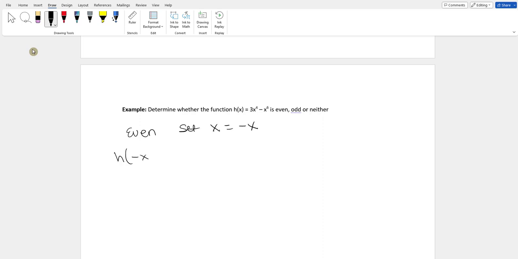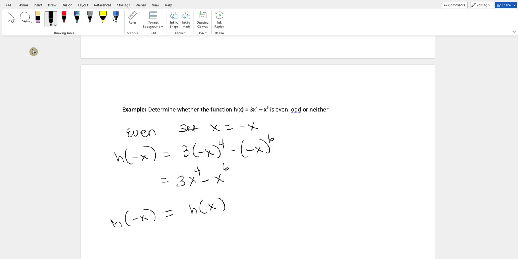Whenever I see an x in the problem, I'm going to change it to negative x. Negative x to the fourth power is just a positive x to the fourth power. And negative x to the sixth power is going to be a positive x to the sixth power. Don't forget we got this minus sign in front, so it's minus x to the sixth. So if we take h of negative x, we want to see whether or not it's equal to our original problem. If we look at this and this, they are the same. So this is an even function.